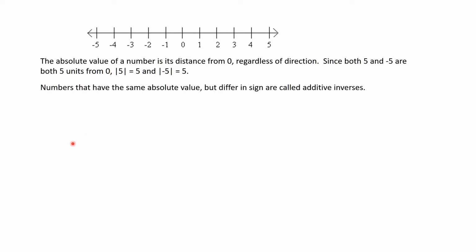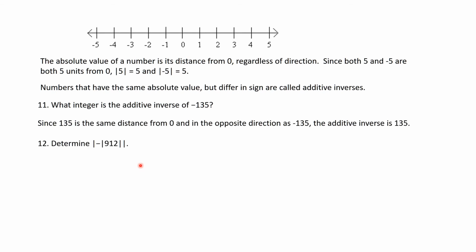Now, additive inverses are numbers that are the same distance from 0, but opposite in sign, because when you add those two, you get 0. So we have a question that asks us, what integer is the additive inverse of negative 135? So I want the integer that's 135 units away from 0 in the opposite direction, so that would be positive 135.